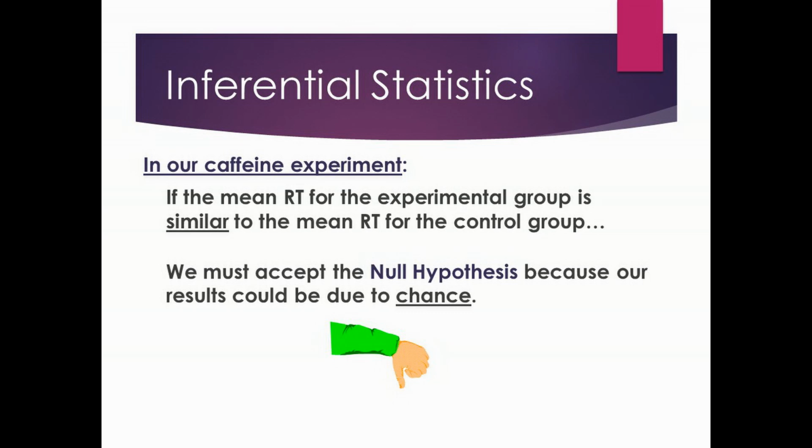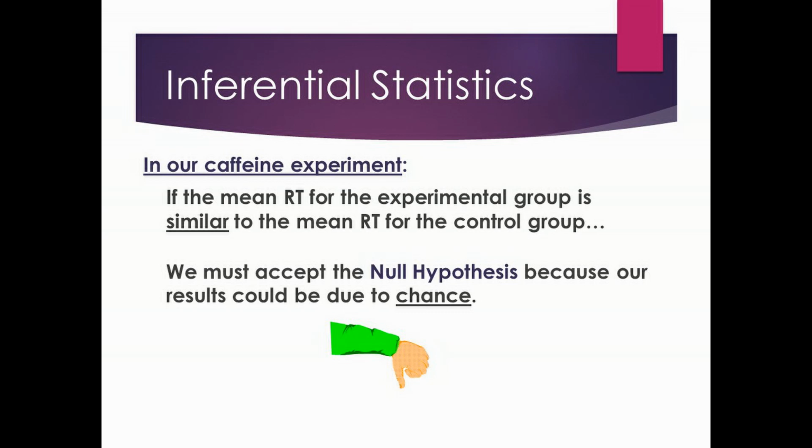My hypothesis is that ingestion of caffeine speeds up reaction time, that it would be much faster for the experimental group than the control group. But how do I know whether it's fast enough for me to conclude that my hypothesis was supported? I would use inferential statistics to make this inference. Think about it. If the mean reaction time (RT is reaction time) for the experimental group is similar to the mean reaction time for the control group, meaning they're not very different, we must accept the null hypothesis because our results could occur by chance.